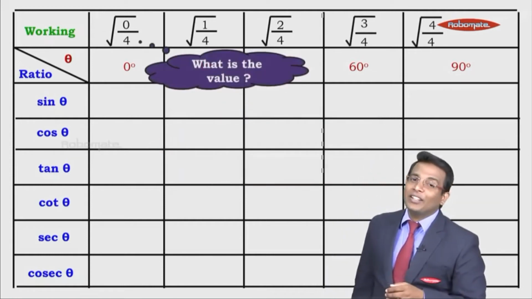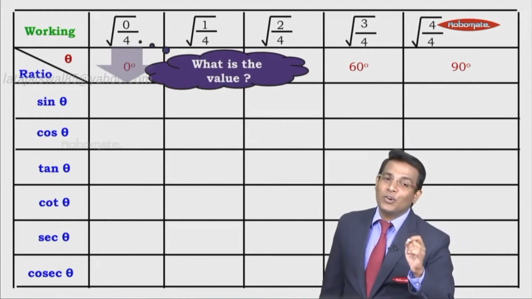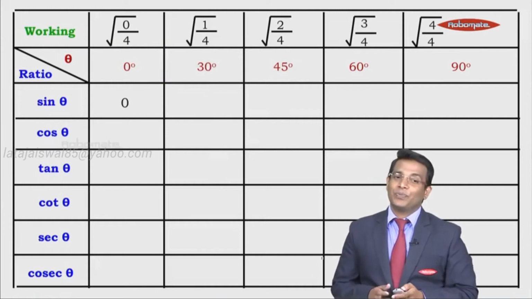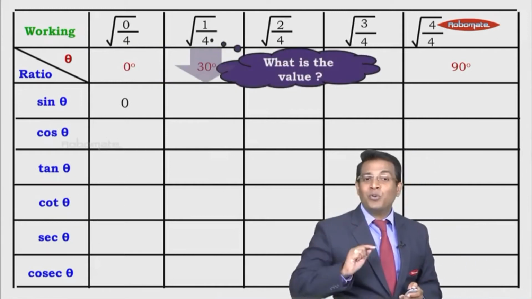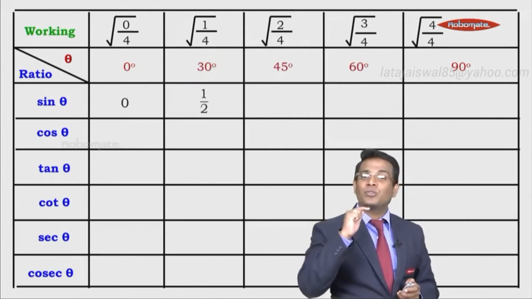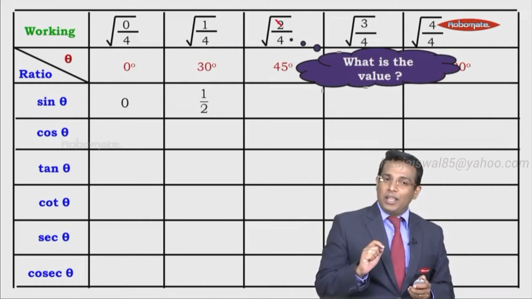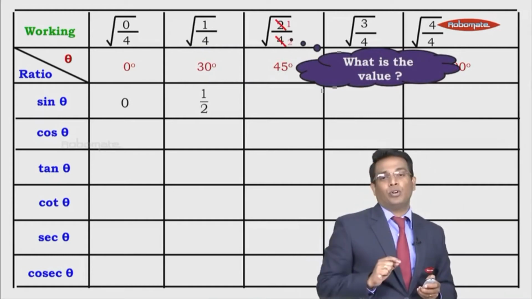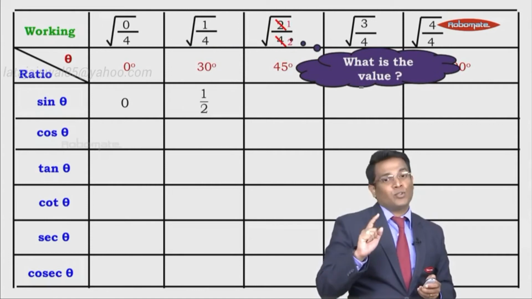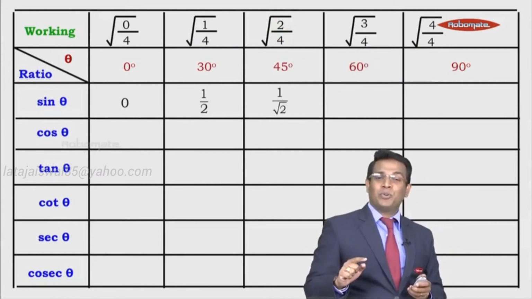Now you just need to get the value. What is the value of root of 0 upon 4? 0 upon 4 is 0, so root of 0 is going to be 0. Same way, now what is the value of this? It is root of 1 upon 4. Root of 1 is 1, root of 4 is 2, so the value is 1 upon 2. For the next one, if you cancel it in the smallest form, it will be 1 upon 2. So now you know root of 1 is 1, but root of 2 is root 2, so the value will be 1 upon root 2.